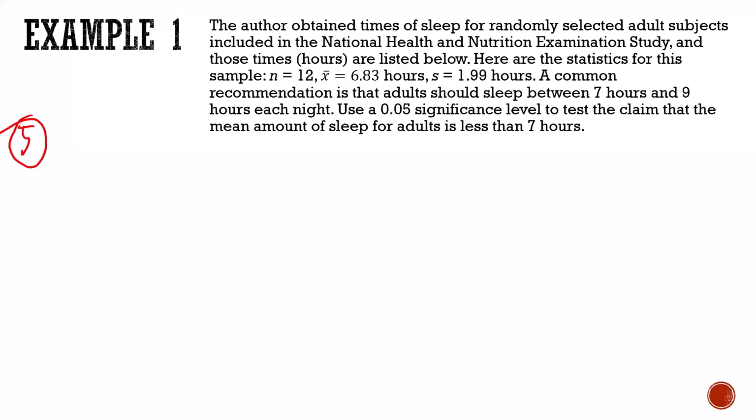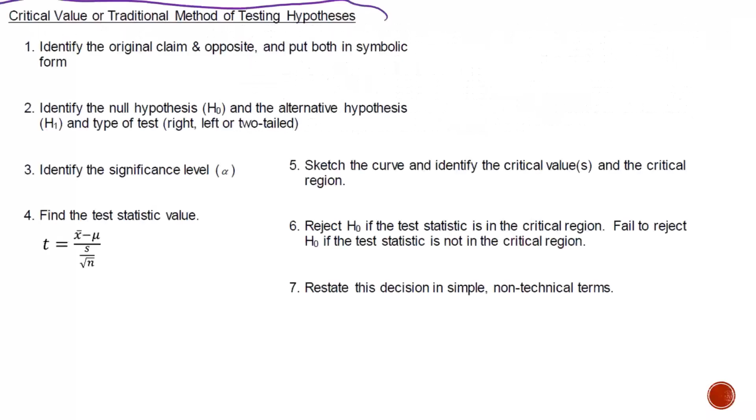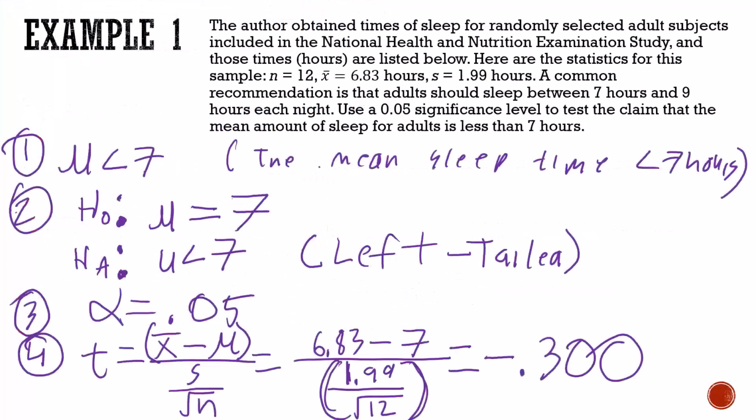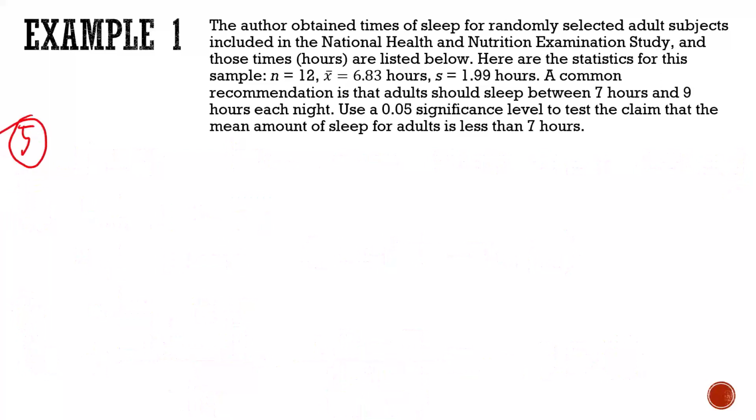Okay, so now that we have all the information we need, what do we need to do? What's step 5 for the critical value method? So let's take a look since you guys have forgotten. It's you sketch the curve and identify the critical values in the critical region. So let's sketch the curve. This is a t-distribution, right? But a t-distribution looks an awfully lot like a z-distribution when you just draw it out because they're both bell-shaped, right?